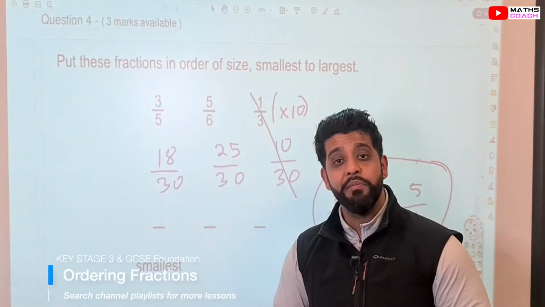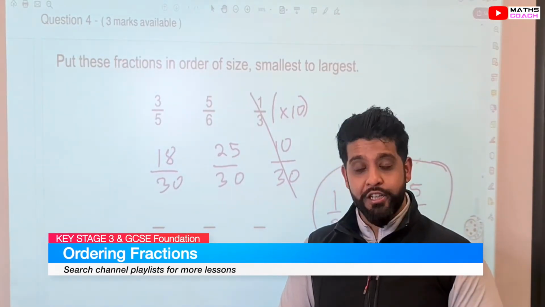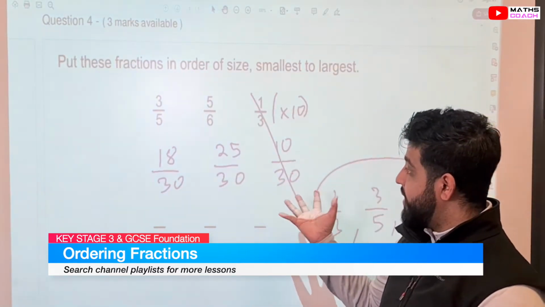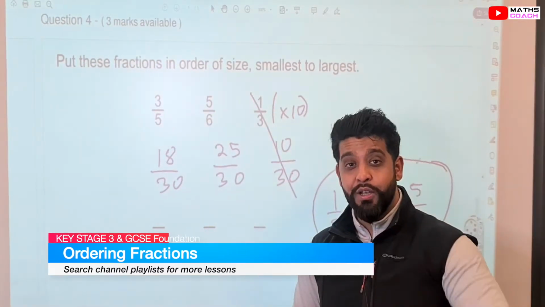Welcome to this lesson where you will be looking at ordering fractions. By the end of this lesson, you'll be able to answer GCSE exam questions like this, which are worth 3 marks. So stay tuned.